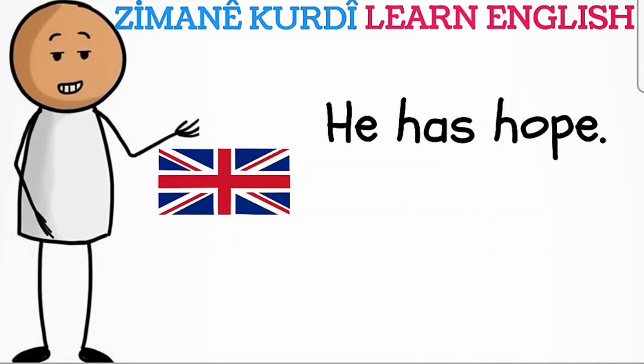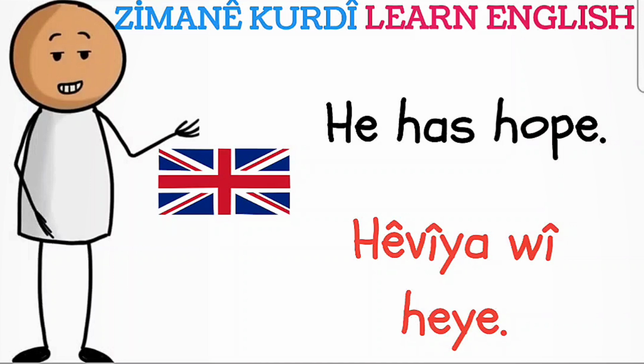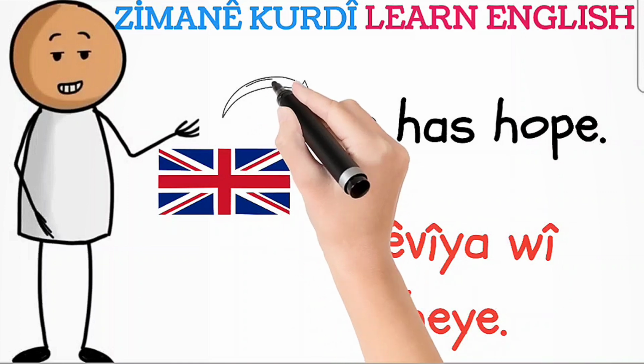He has hope. I, you, we, they have. He, she, it has. He has hope, that means he or we have. He has. He or we have.